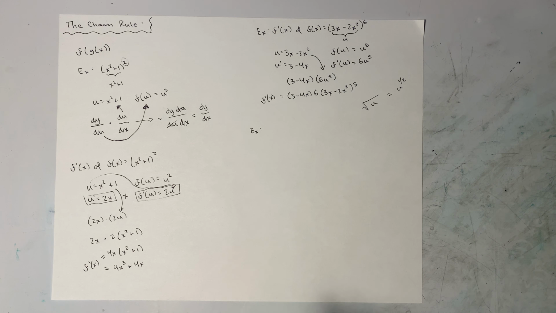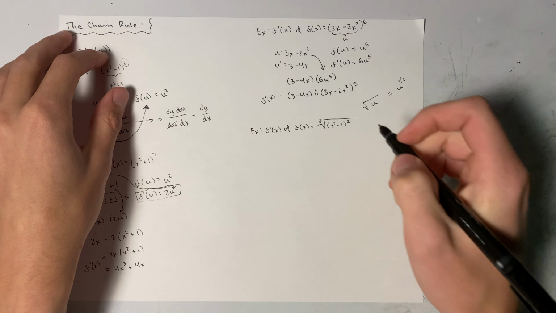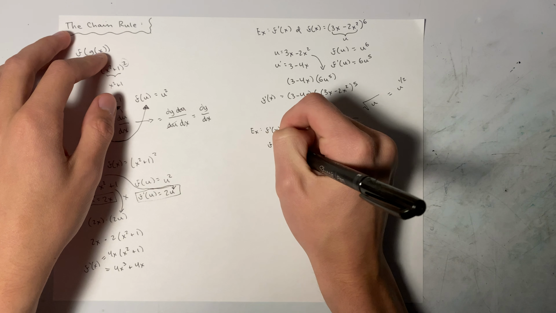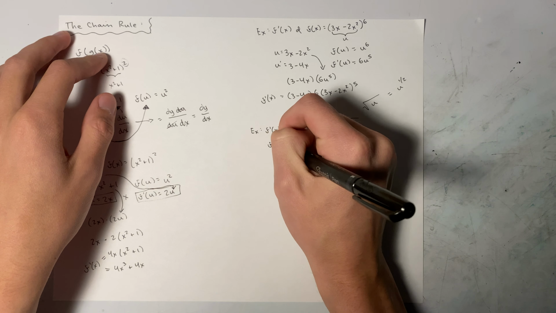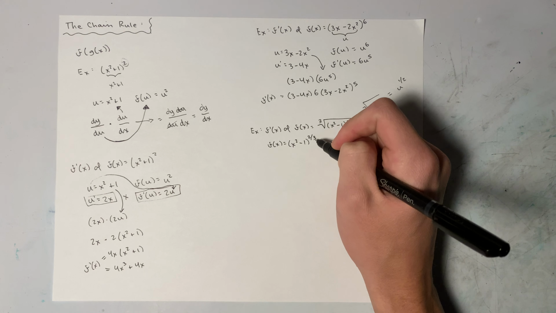So let's just say we want f of x equals the cube root of x squared minus 1, squared. So in order to do this problem, we can rewrite it a little bit. So we know f of x is going to be equal to x squared minus 1 to the 2/3, right? Because we can eliminate the roots just by making a fraction between the square and the cube root right here. So it's the same thing.